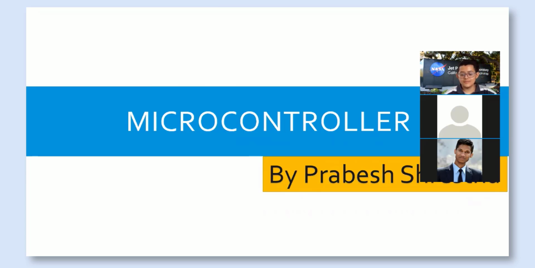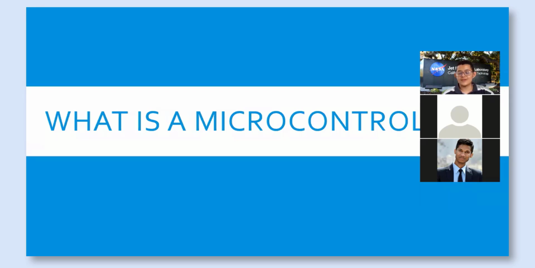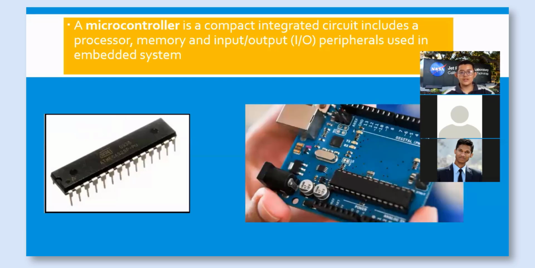Today I'm going to say something about microcontrollers. So what is a microcontroller? A microcontroller is a compact integrated circuit that includes processor, memory, and IO pins, which is used in embedded systems like robotics used in industries and all. Like you may notice this Arduino Uno over here, but you may not notice this Atmega 328. This is also a microcontroller.